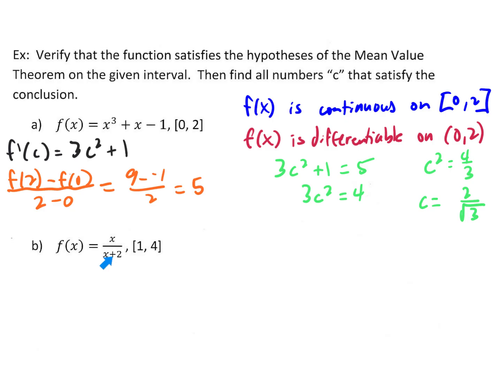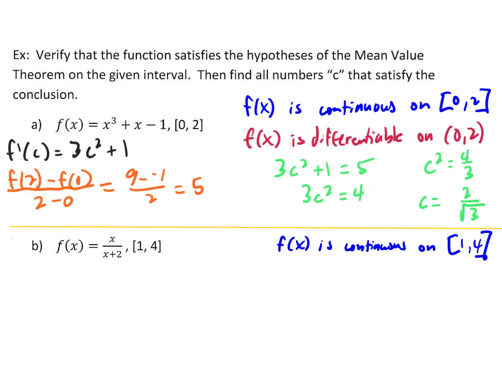Negative 2. That would make this undefined. Negative 2 is not on our interval, so we're good. It's continuous on the interval. It is differentiable on the interval, and so we're in good shape here. Okay, and so now we proceed the same way.